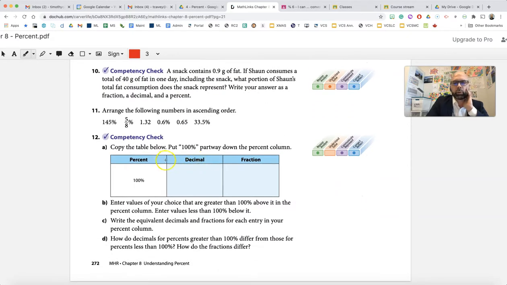I think these questions are really cool, where you have to rank and compare. That's actually really helpful to build your understanding. So I look forward to getting into those questions with you, but I will leave my video here for now. Best of luck as you continue your learning with percent.